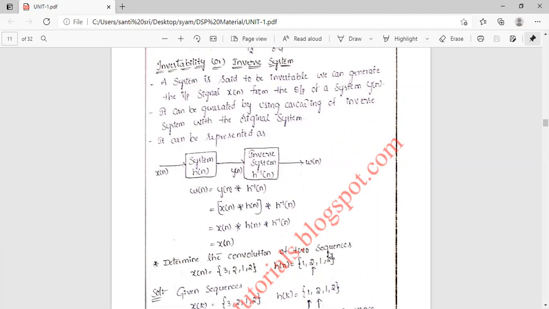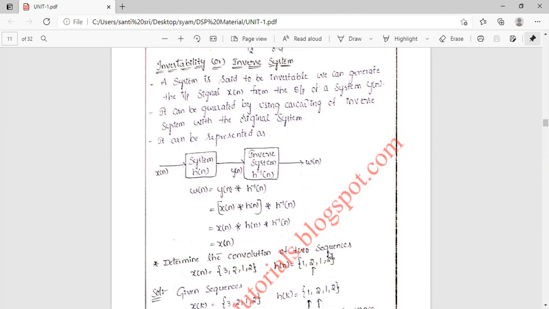h of n convolved with h inverse of n will become x of n. So invertibility means you will get the original signal from the inverse system. You get the original signal: omega of n is nothing but x of n.